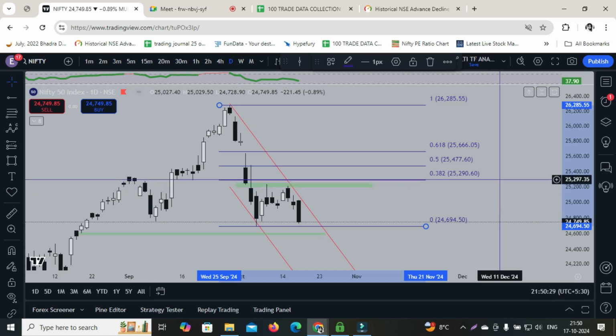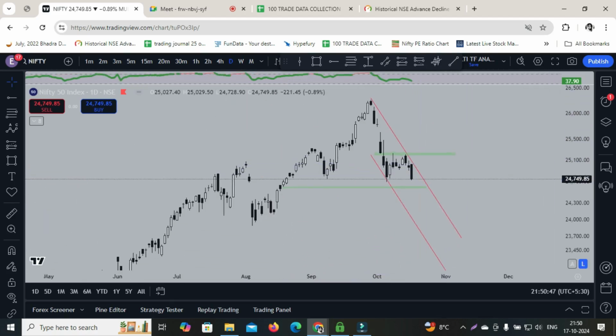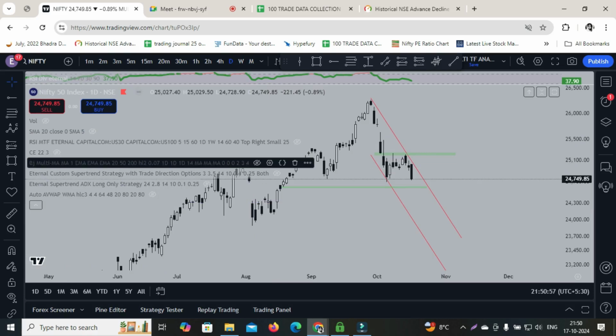It failed to retrace even 38%. It means traders are very much convinced about the bearish trend in Nifty. And when I say traders, it is not retail traders. It is the institutions that are very much convinced about a bearish trend in Nifty. So this is going to be deep. I am very convinced that the 200-day moving average will come very soon. It may come in the next 4 weeks as per time cycles.